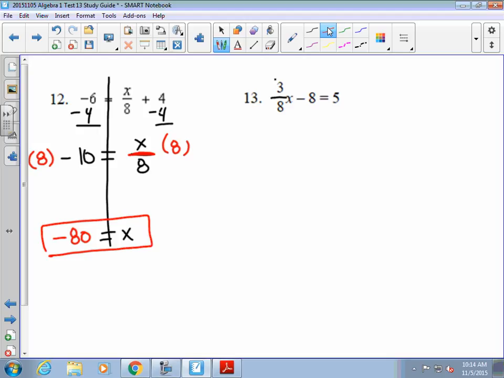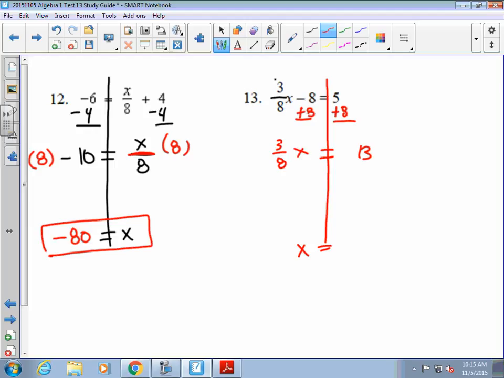Number 13 says 3 over 8x minus 8 is equal to 5. Again, order of operations in reverse. Undo first, minus 8 by adding it. If you add it to the left, do it to the right. 5 plus 8 is 13. So you have 13 on the right is equal to 3 over 8 times x.